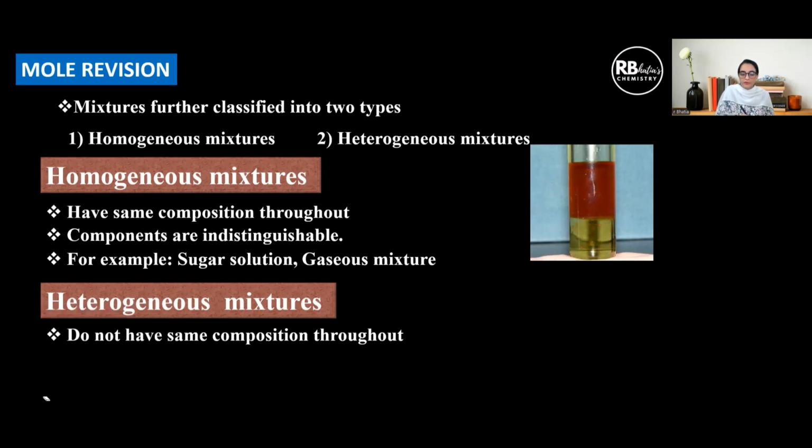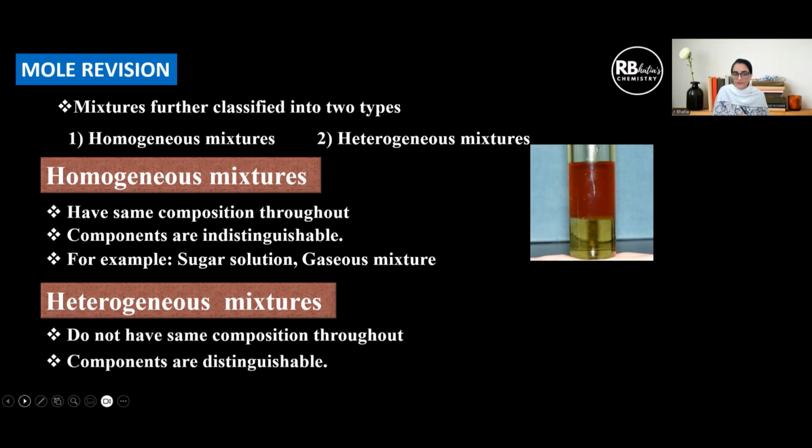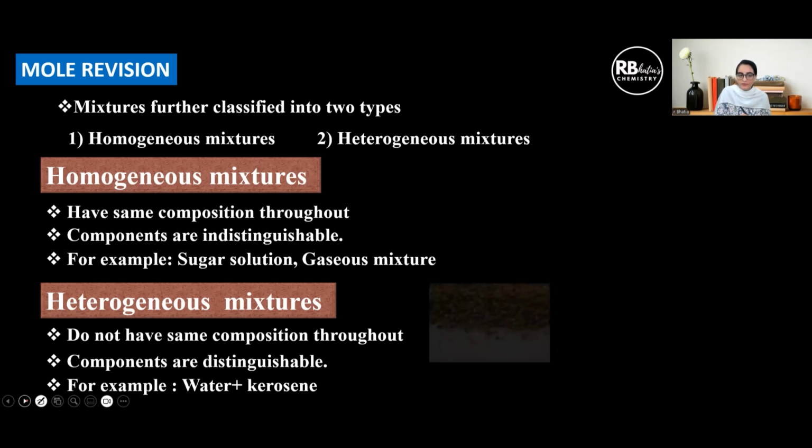Okay. Heterogeneous mixtures do not have the same composition throughout, and components are distinguishable. That means we can see two different layers. If you put oil and water, you can see two different separate layers, one of oil, another of water. So water and kerosene, again, they do not intermingle, do not intermix with each other. They are immiscible and hence heterogeneous mixtures.